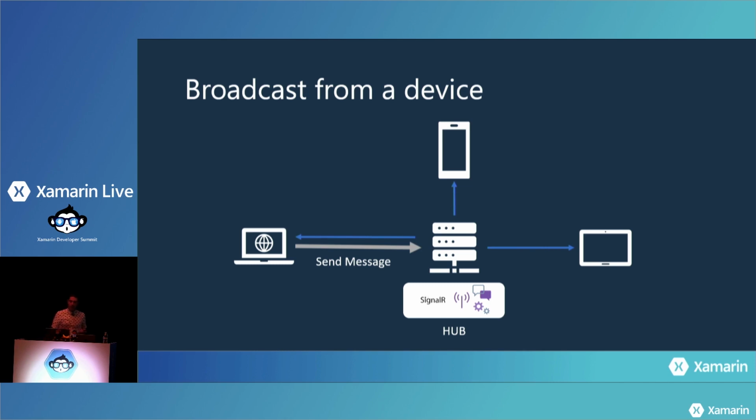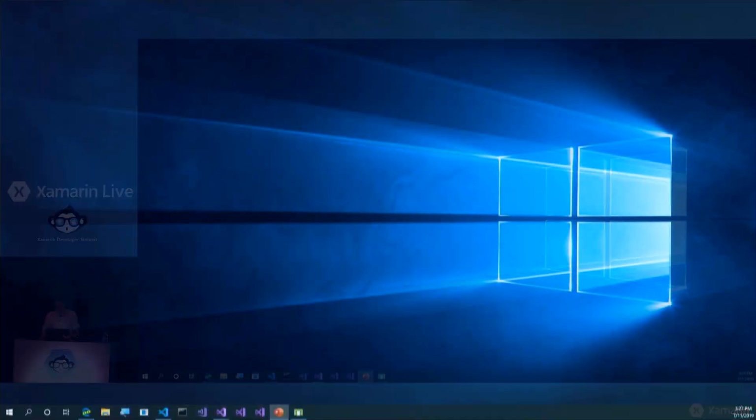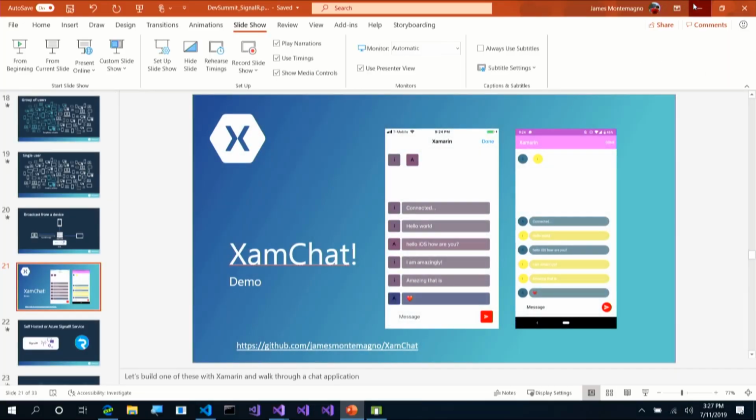This would be a really great use case for a chat application because you can't do real time without a chat application. So I built a little chat application to show how we can not only broadcast from a device to other devices, but also do them in a group. So here's what we're going to do. We're going to head over to Visual Studio.